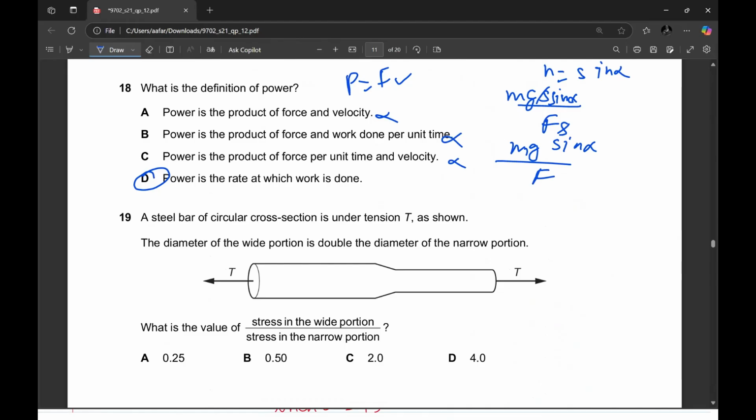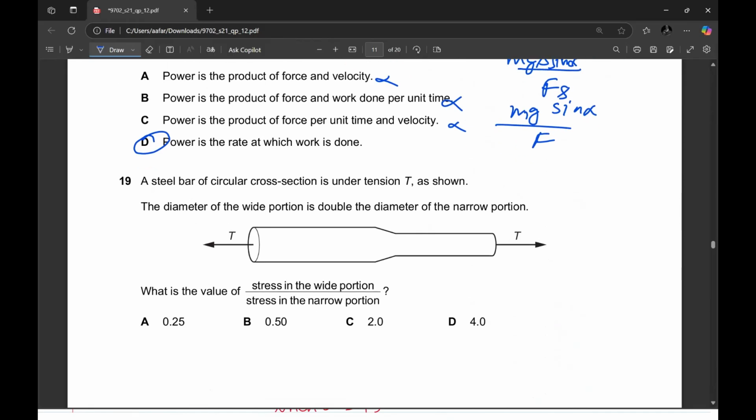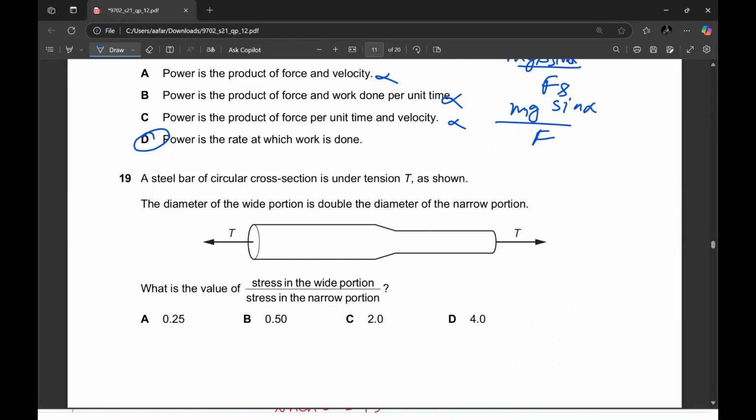A steel bar of circular cross section is under tension T. As shown, the diameter of the wide portion is double the diameter of the narrow portion. What is the value of stress in the wide portion? Stress is force over cross-sectional area, right?